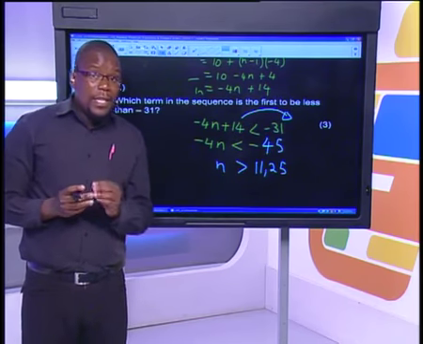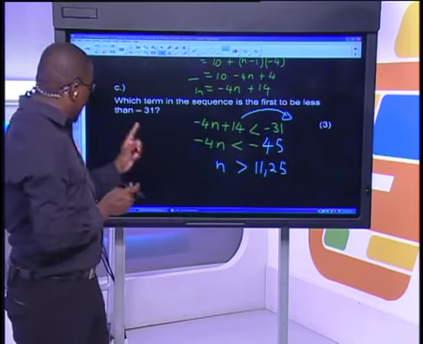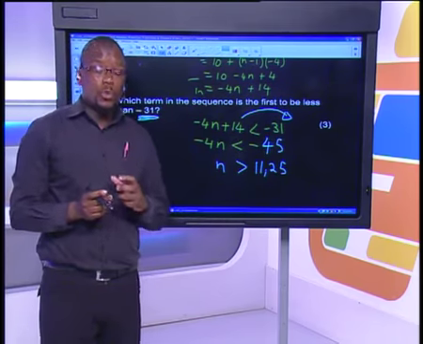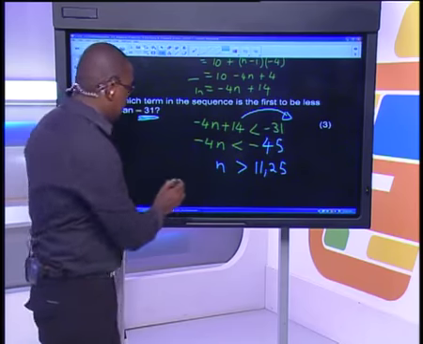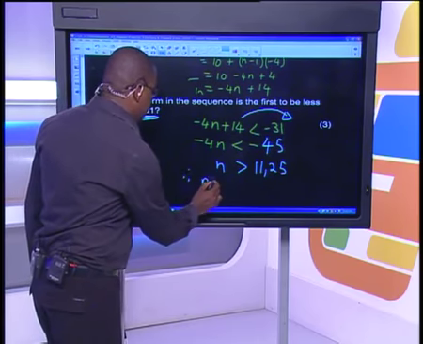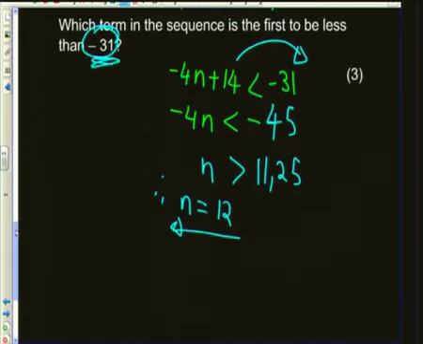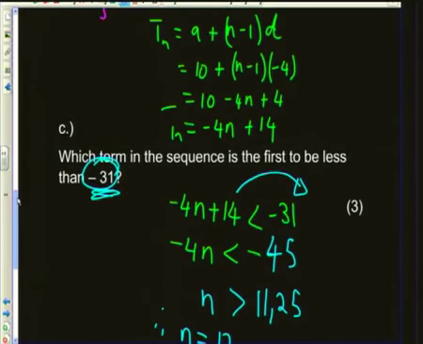Now, which term in the sequence would be first to be less than negative 31? So the next term after 11 is 12. So you conclude by saying, therefore, n equals 12 will be the first to be less than negative 31. All right. So now, I hope that one helps as well. So we can move on to the next question.